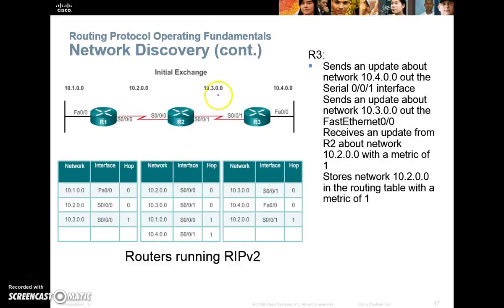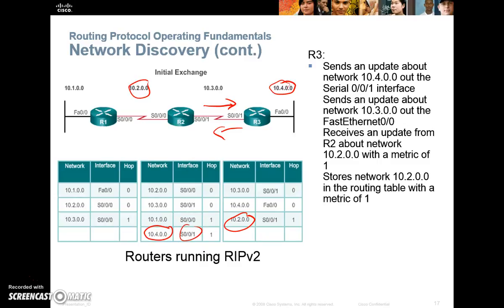Finally, we look at R3. We already covered R3. R3 receives an update from R2 about the 10.2 network and inserts it in the routing table. And it also sends an update about the 10.4 network to R2, and R2 will update it in the routing table. So that's the initial exchange, the first step of exchange.